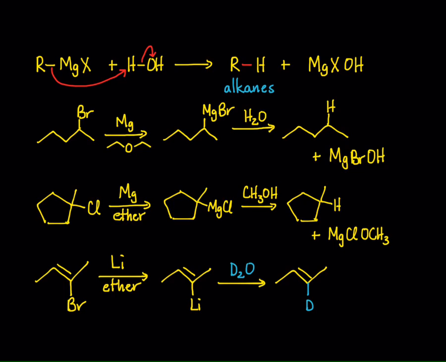So here we see a reaction of an alkyl halide forming a Grignard or an organolithium, reacting with a polar protic solvent to form alkanes. We can make alkanes, we can make deuterated alkanes, we can make alkenes, we can make deuterated alkenes. So there's all sorts of possibilities in this one type of reaction.